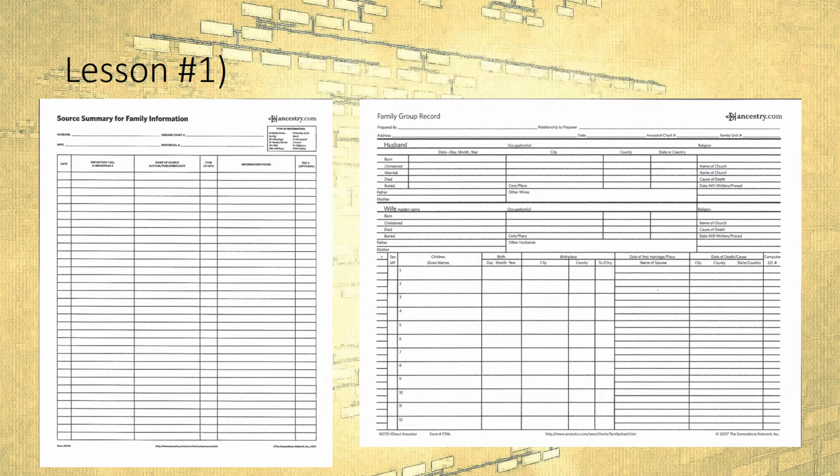In order to understand how to complete these forms, you need to learn the basic terminology used in the forms. On this slide, I have placed a source summary for family information and a family group record. These forms are always similar but are not exact in format. You can print these forms out to fill, mail, or give to someone else in your family to complete. I have made fillable forms available for you in the course content folder, as well as in the section where I describe how to complete these forms.